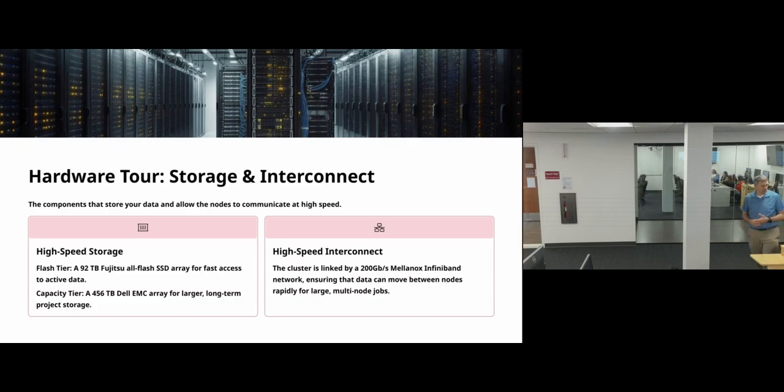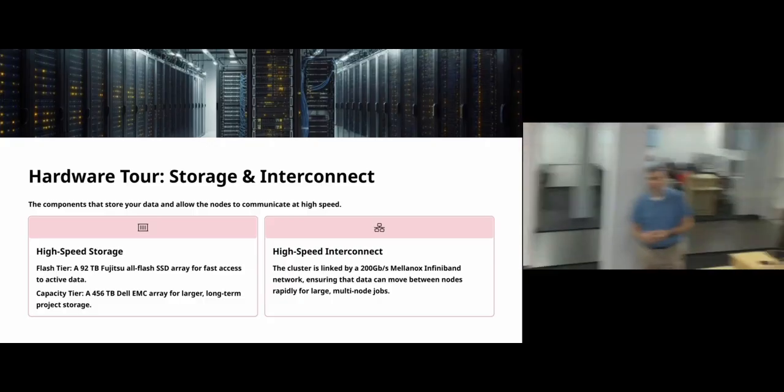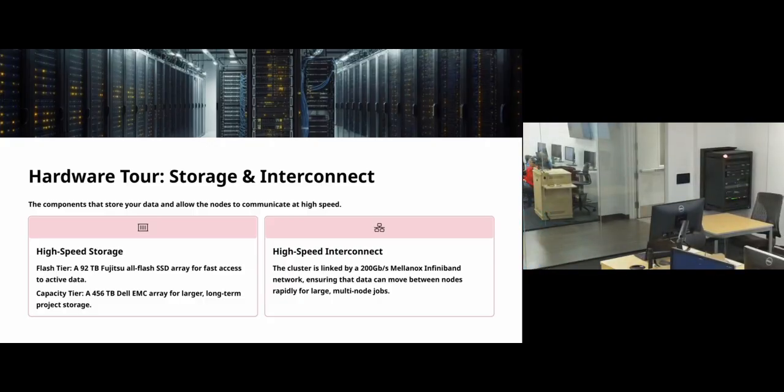We have a 92 terabyte Fujitsu All SSD storage and a 456 terabyte Dell EMC array storage, which we use for our parallel file system. We also have a new Vidura parallel file system with about 350, maybe 400 terabytes of usable storage, but that's not yet in production. And we're hoping to add another parallel file system in the next year sometime as well. So all of this storage, again, needs to be shared by everybody at the university. But when you get an account, you get some of that available to you for your research needs.